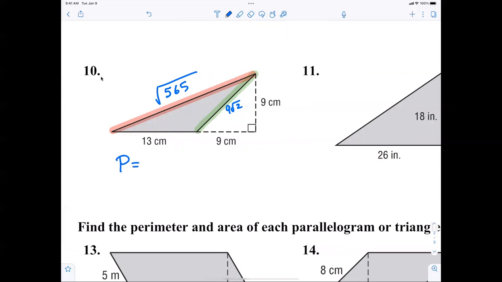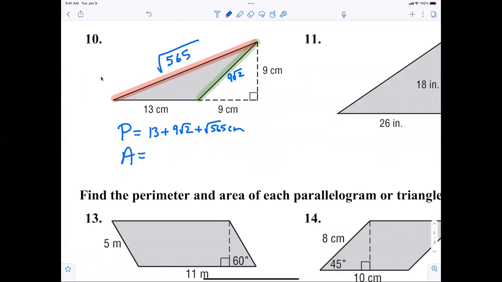So now let's do the perimeter. Perimeter is 13 plus 9 radical 2 plus radical 565. Very nice. Now I'm waiting for the area. .5 centimeters squared. Anybody else get that? Yeah, easy, easy, easy.